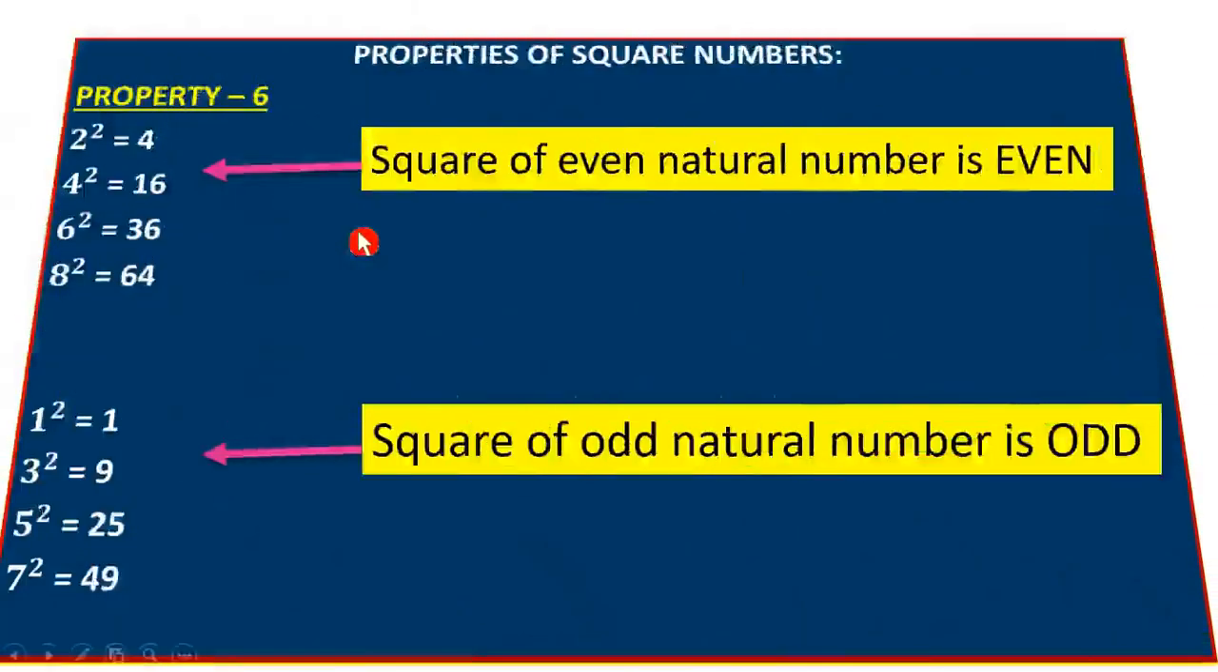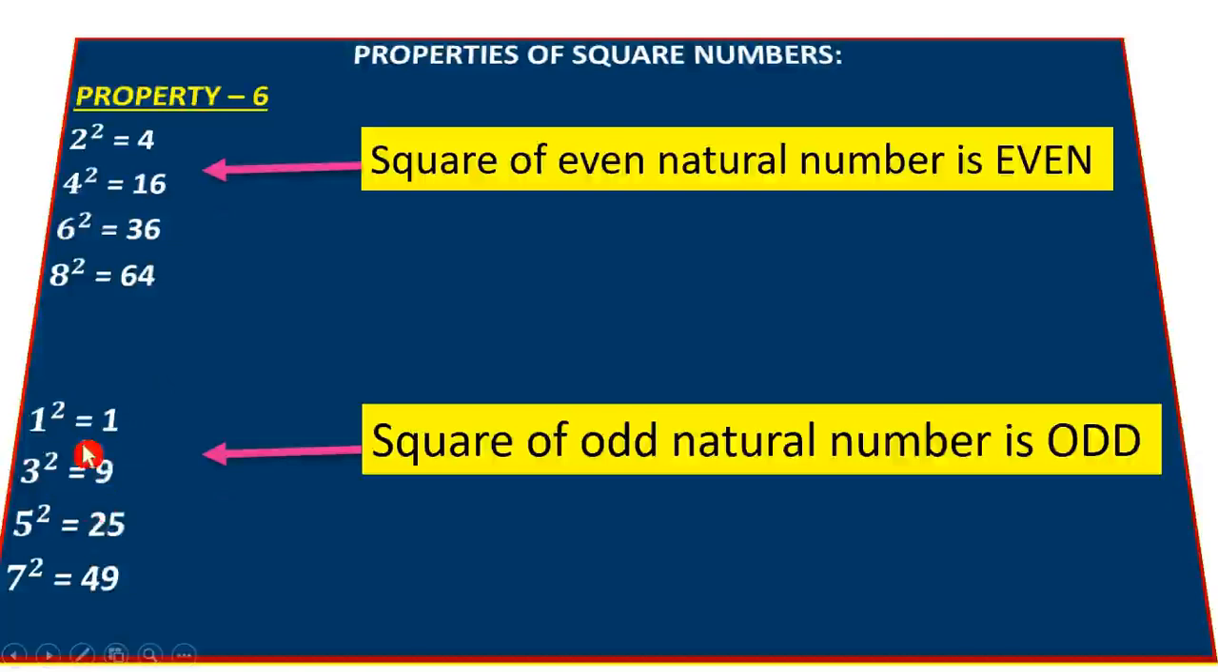Then come to the next property, property number 6. 2 square is 4, 4 square is 16, 6 square is 36, 8 square is 64. All these 2, 4, 6, 8 are even numbers, and their squares are also even numbers. Square of an even natural number is always even. 2, 4, 6, 8 are even numbers, and their squares 4, 16, 36 and 64 are also even numbers.